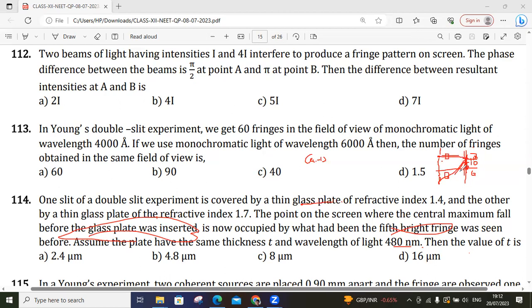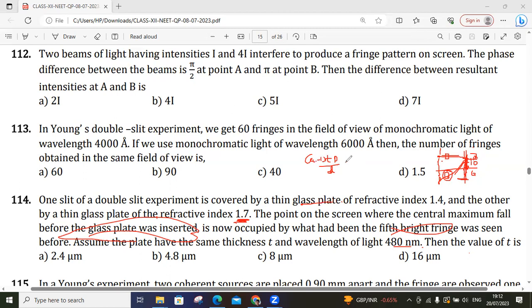So this refractive index is more. The shift is mu minus 1 into T D by d. So basically, whichever has the larger mu will shift more. So the downward shift will be more than the upward shift. That's why the fifth fringe is coming down. Otherwise, somewhere from here it would come up. This is the shift due to one plate.